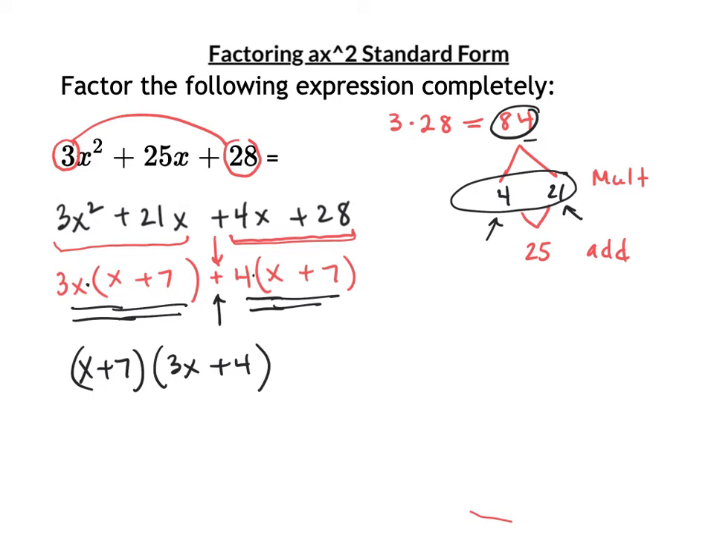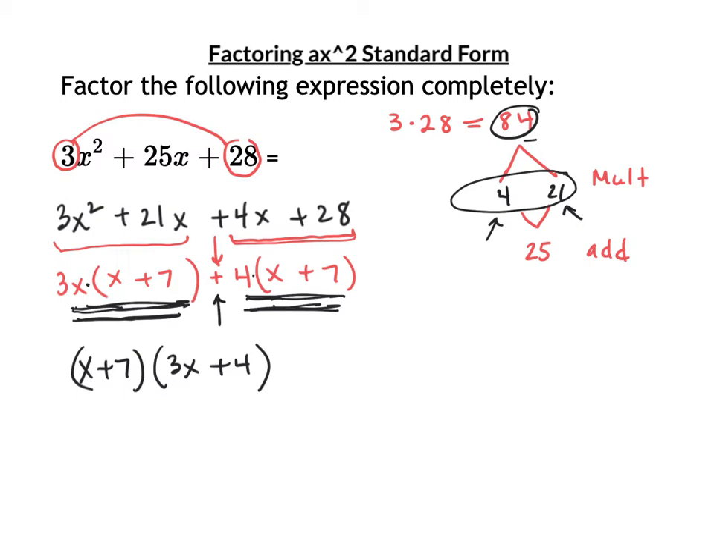If you FOIL this, you'll see you get that. And it's kind of weird, but what we really did is this. X plus 7 times 3x was x plus 7 times 3x. And x plus 7 times 4 was 4 times x plus 7.